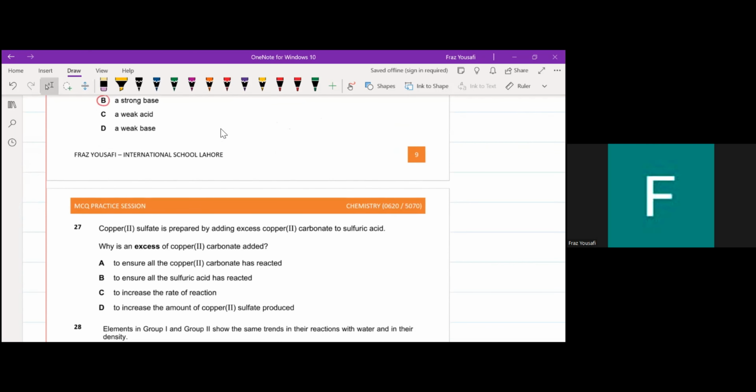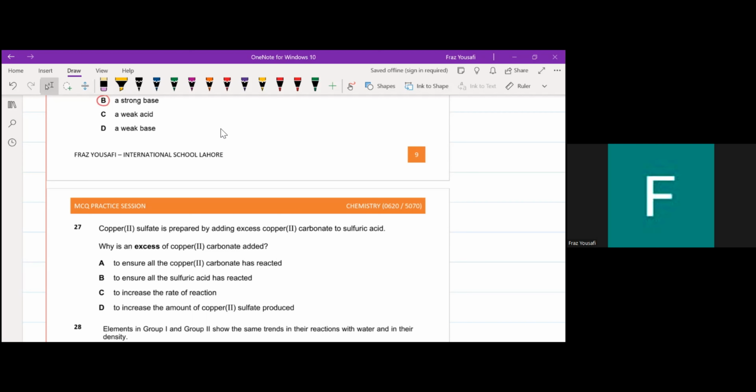All right, question number 27. Copper 2 sulfate is prepared by adding excess copper 2 carbonate to sulfuric acid. Okay? Why is an excess of copper 2 carbonate added? I love this question because students have mugged up the rules of preparation so well that they keep forgetting basic nuances. Why would I ever add an excess of a base to an acidic solution? First thing, if it's a soluble base, then I would never add excess, as that would not neutralize the solution. It would make it more alkaline. But the fact that I'm adding excess means, first step, it's got to be insoluble. Can't be anything but.